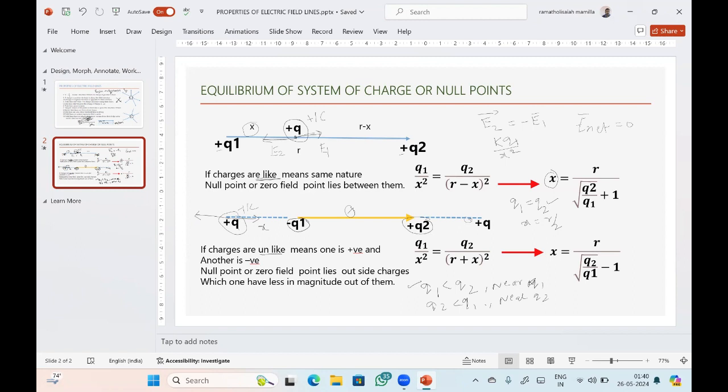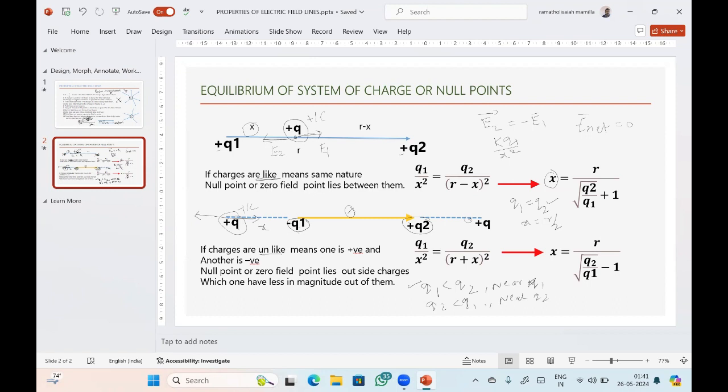Now the reverse process, the converse of this phenomenon: consider two unlike charges, one is Q2 and another one is Q1, and Q1 is less than Q2. Their magnitudes are not equal, and their charges are different, unlike charges. In this case, the null point is not between Q1 and Q2. Either it is on the left of Q1 or on the right of Q2.